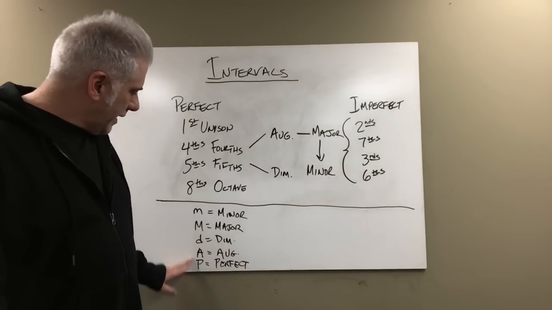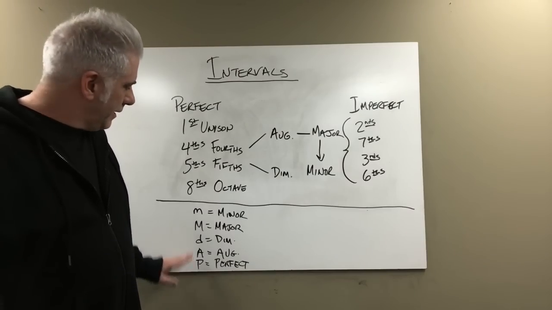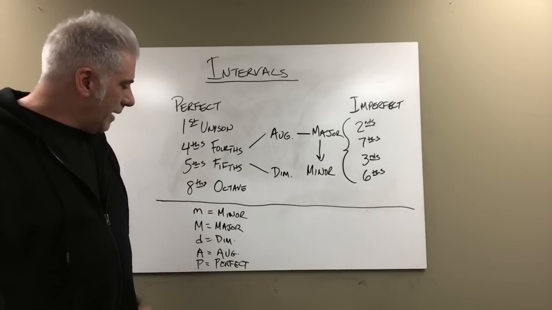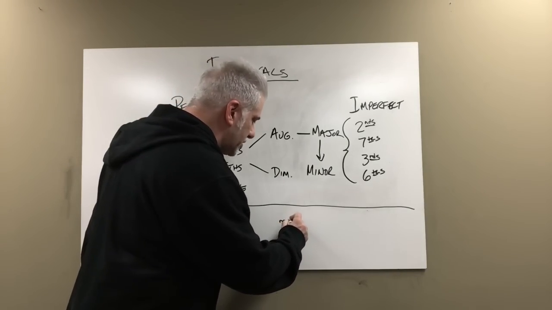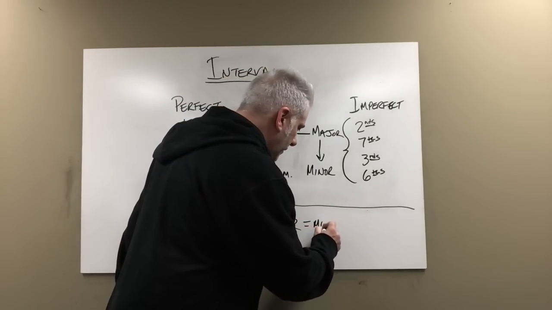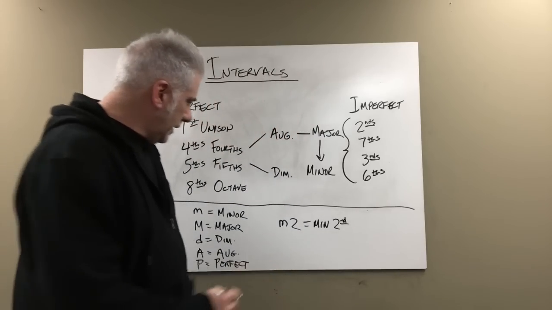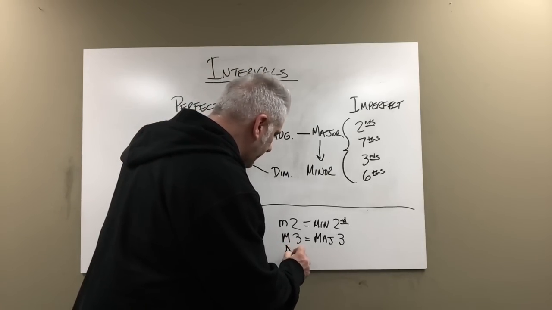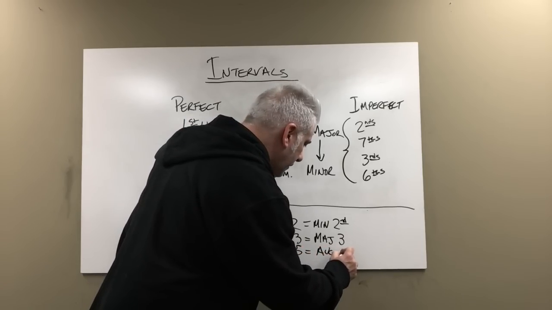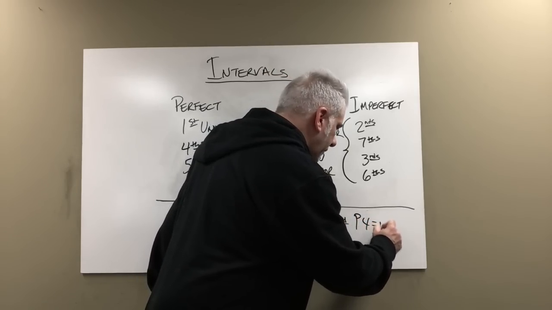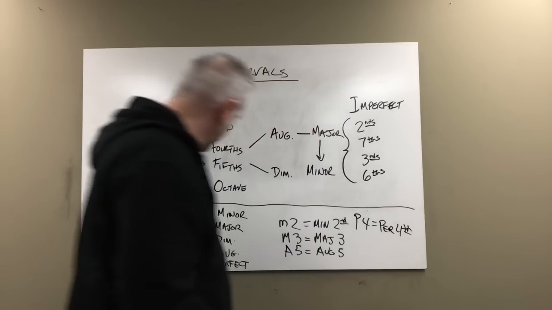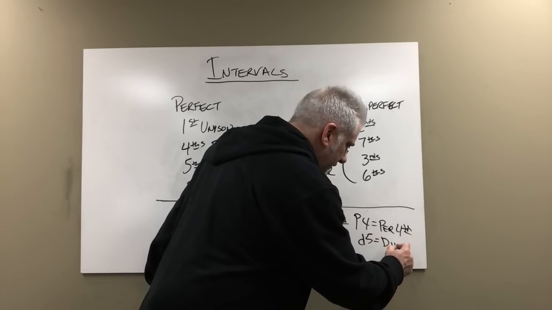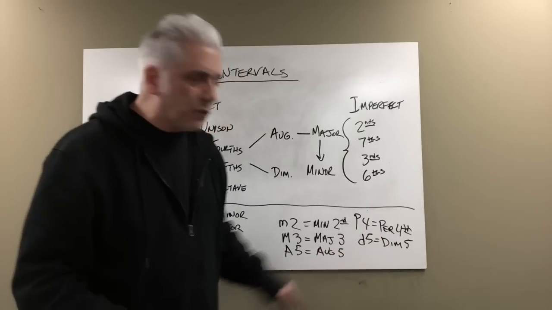But this right here is your little key for how intervals are written. The small m indicates minor intervals. The capital M indicates major. The d indicates diminished intervals. A is augmented intervals. And P is perfect intervals. Okay, let me show you here. So if I have a small m2, that would be a minor second. A large M3 would be a major third. An A5 would be an augmented fifth. A P4 would be a perfect fourth, right? And a small d5 would be a diminished fifth. So that's how you actually write them, or if you type them in.